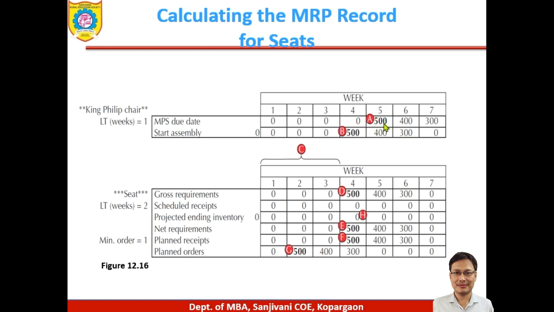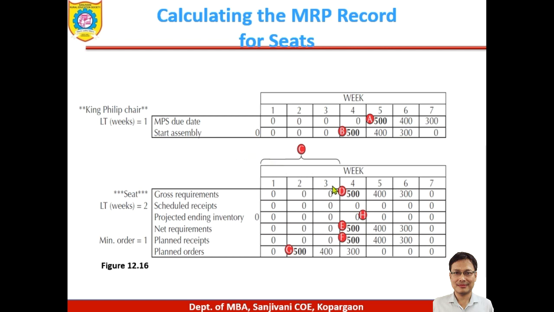The MPS schedule due date on week number 5 is 500 units. So if we want to deliver 500 units of chair to the customer on week number 5, we need to have its assemblies 1 week prior, because it takes 1 week to assemble the final chair. We have three sub assemblies: one seat, one leg assembly, and one back assembly.